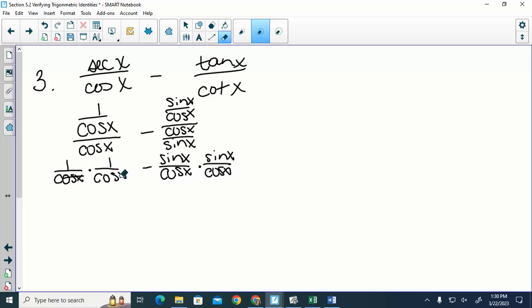So then when you multiply, those cosines don't drop, they're both on the bottom. So you have 1 over cosine squared x minus, sine times sine would be sine squared x over cosine squared x.